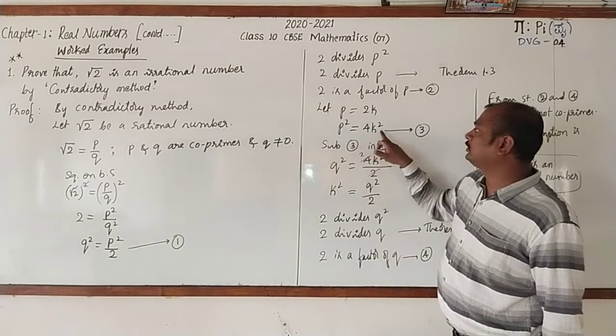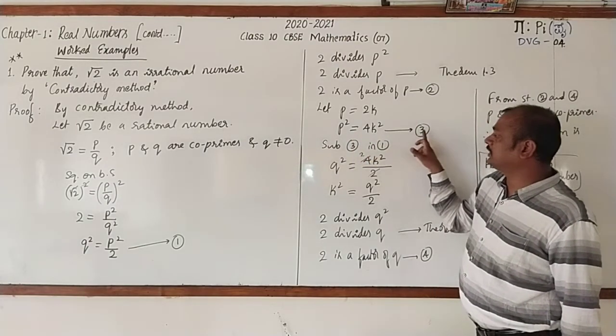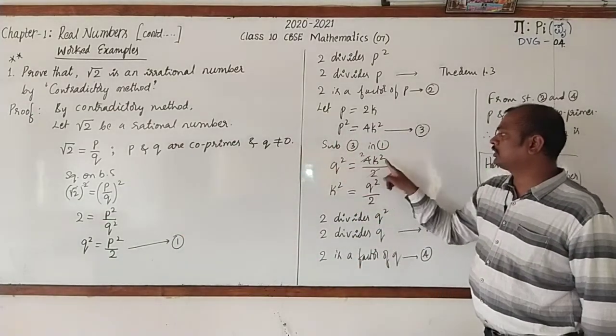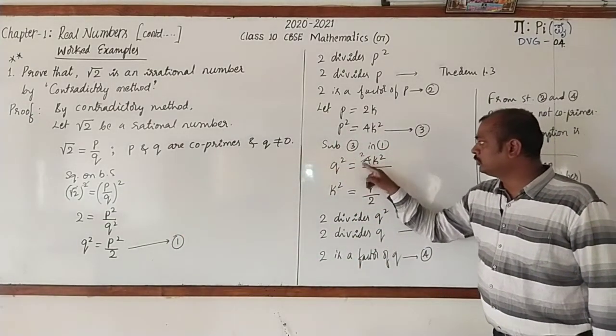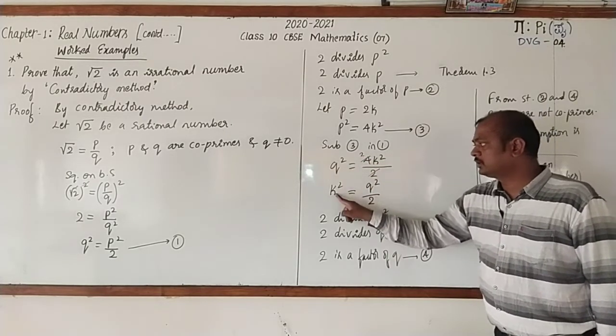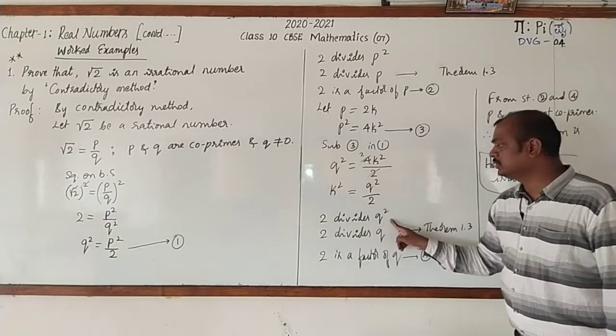Then P square equal to 4k square. Call it statement 3. Substitute 3 in 1. You will get Q square equal to 4k square by 2. Cancel 2 ones are, 2 twos are. Now Q square equal to 2k square, k square equal to Q square by 2. It means 2 divides Q square.